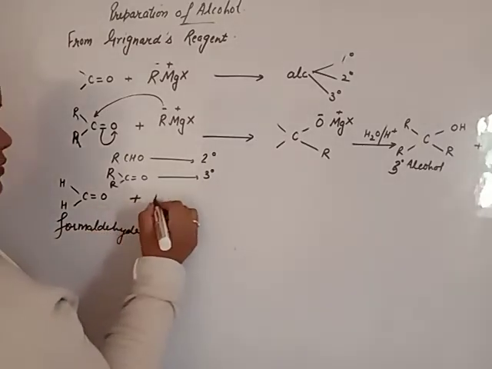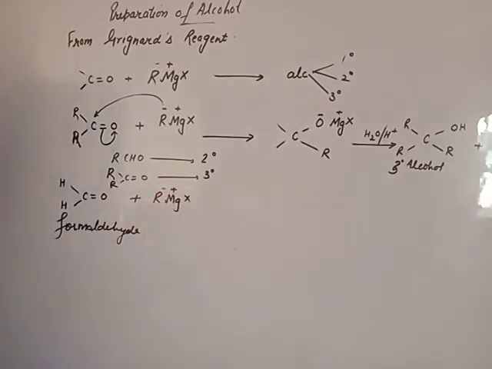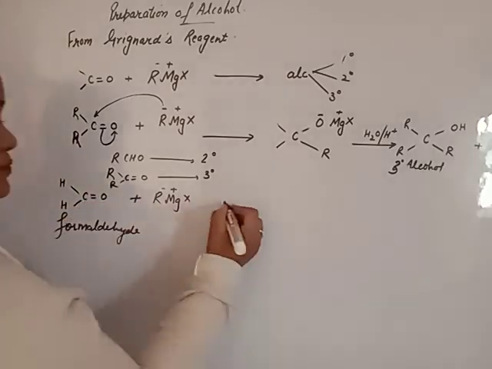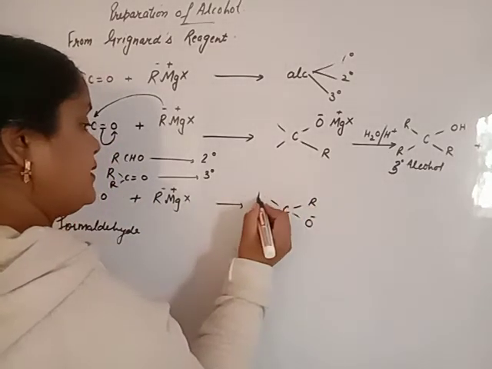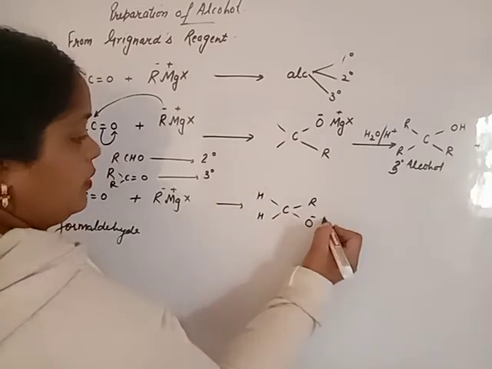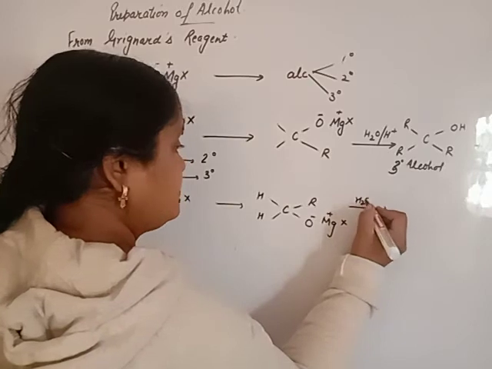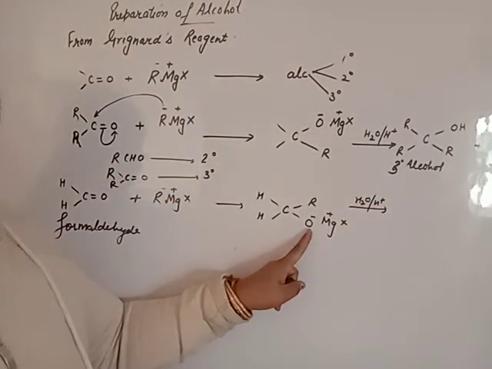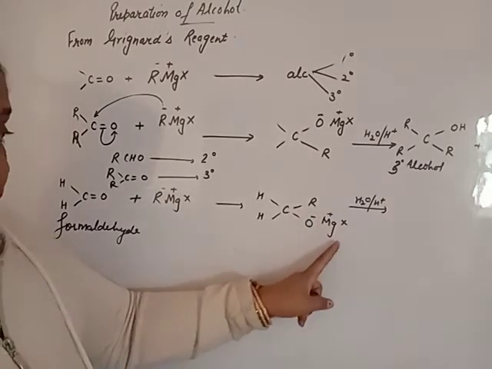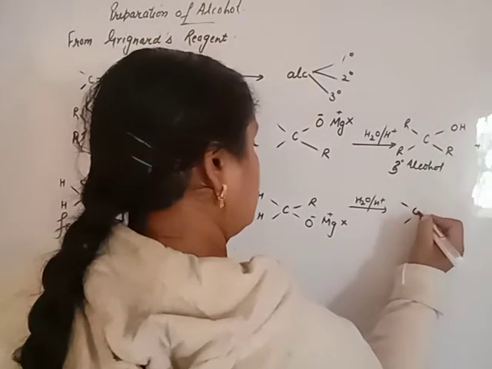From formaldehyde, primary alcohol, because we do the same reaction: carbon carrying negative charge attacks the carbonyl carbon, oxygen becomes negatively charged and the positive part combines with the negatively charged oxygen. Upon hydrolysis what happens? H positive with oxygen negative and OH negative with the magnesium part, so we will get primary alcohol.